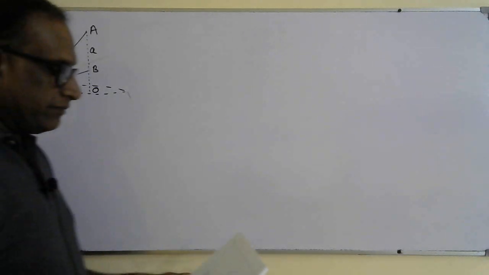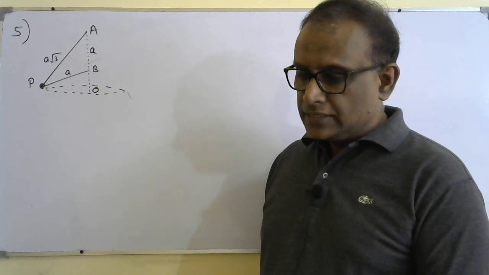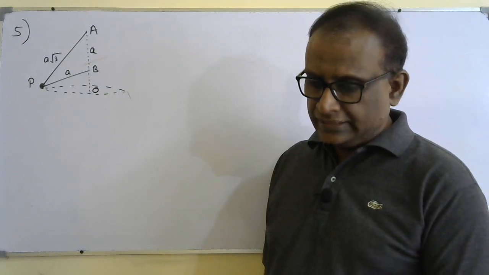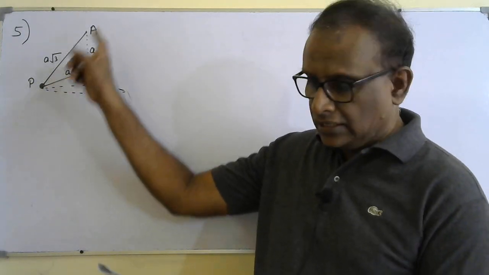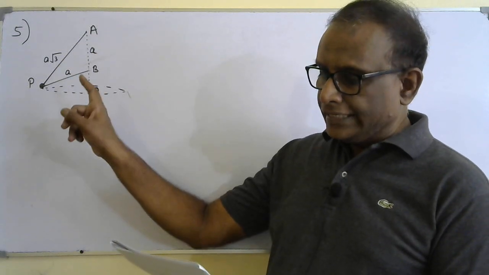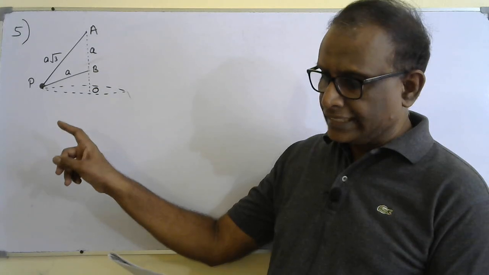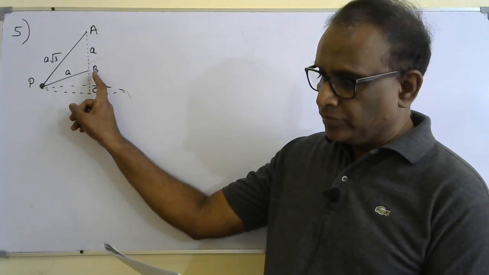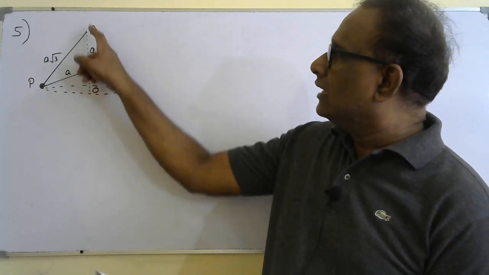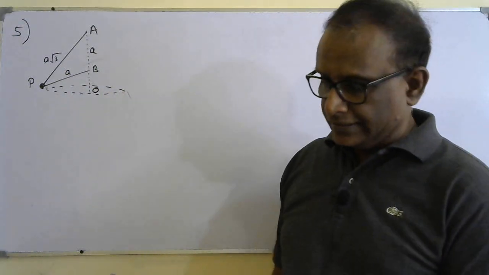Okay, question number 5. This diagram is given. A particle P of mass m is attached to one end of a light inextensible string of length a root 3, this length. The other end of the string is attached to a fixed point A. The particle P is also attached to one end of a second light inextensible string which is connected to B. So this length is a, this length also. So B is below A, the distance between A and B is a, right?